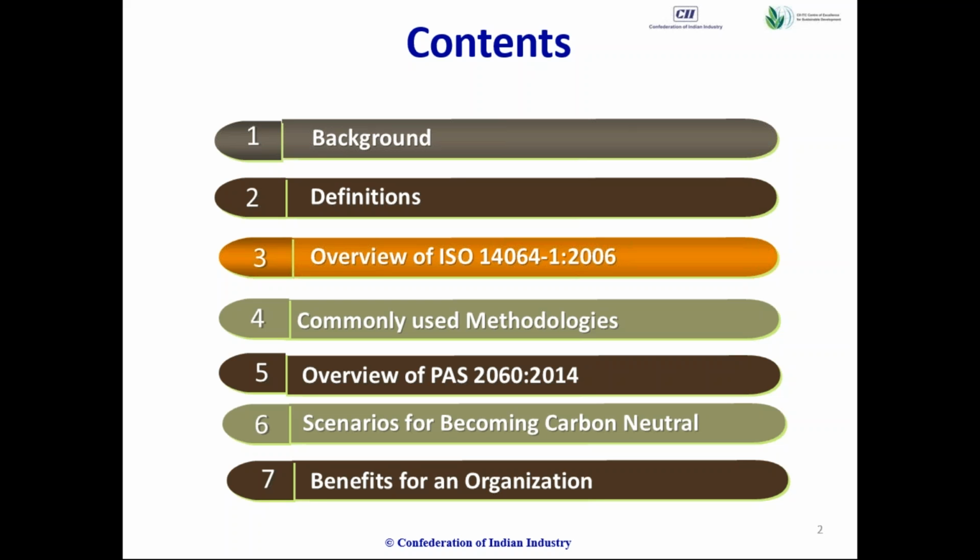Initially, in the first few slides, I will inform about the background. Then we will go over some of the definitions. Then we will go over key requirements of ISO 14064. We will also look at some of the commonly used methodologies for preparing GHG emission inventories. Then we will switch to carbon neutrality. We will look at some of the requirements of PAS 2060. We will also discuss the various scenarios for becoming carbon neutral. And in the end, we will see the benefits for an organization of becoming carbon neutral.